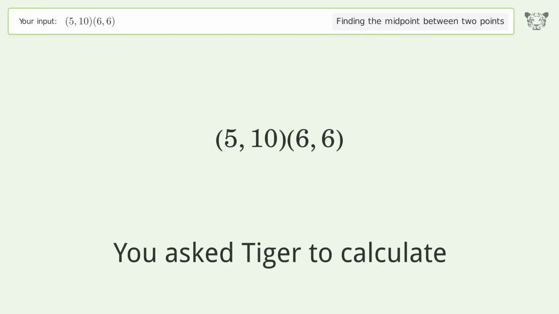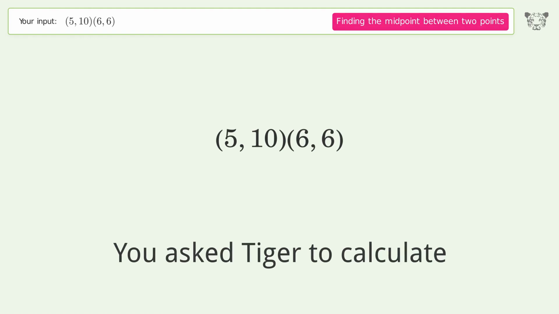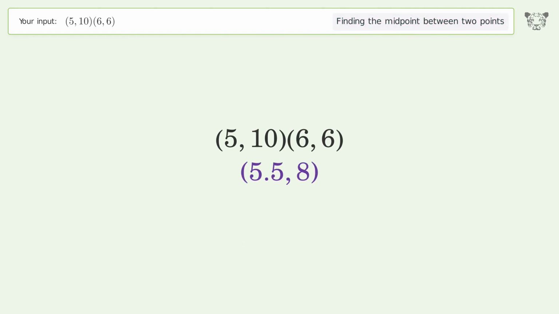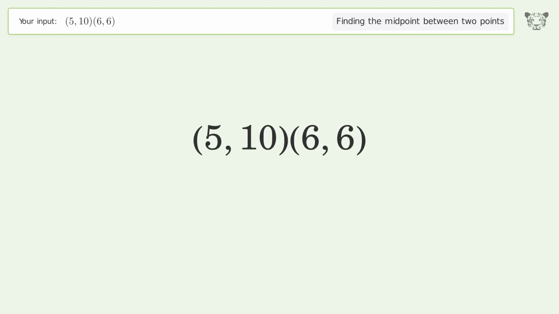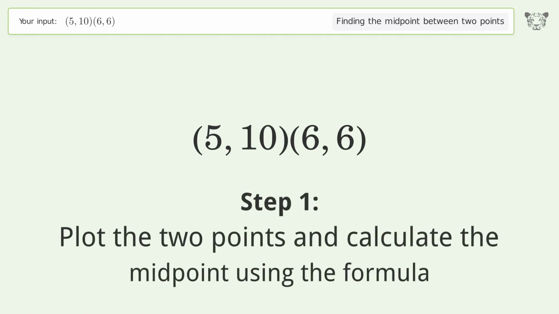You ask Tiger to calculate. This deals with finding the midpoint between 2 points. The midpoint between the 2 points is 5.58. Let's solve it step by step. Plot the 2 points and calculate the midpoint using the formula.